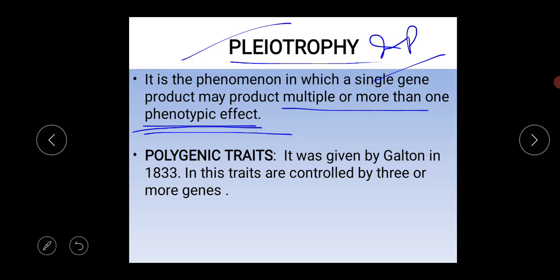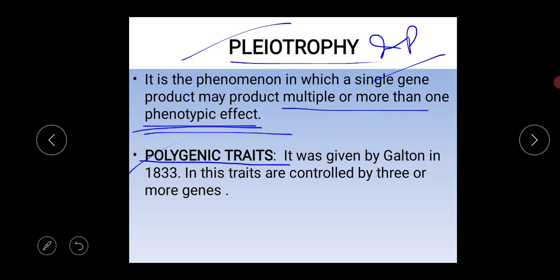And the last one is polygenic traits. This was given by the scientist Galton in the year 1833. He discovered these polygenic traits. What happens in polygenic traits? The traits, any kind of characteristic, are controlled by 3 or more genes. That is called multiple genes. So these traits are called polygenic traits.